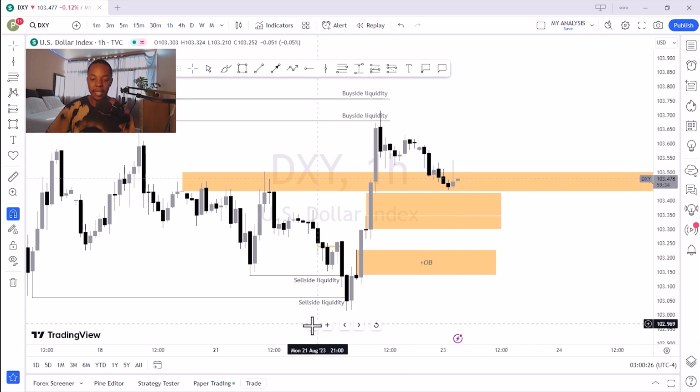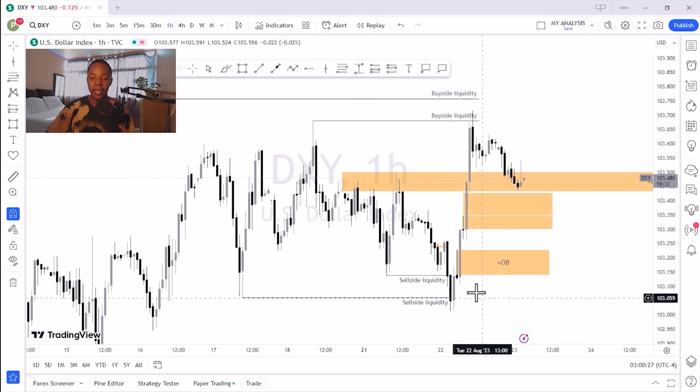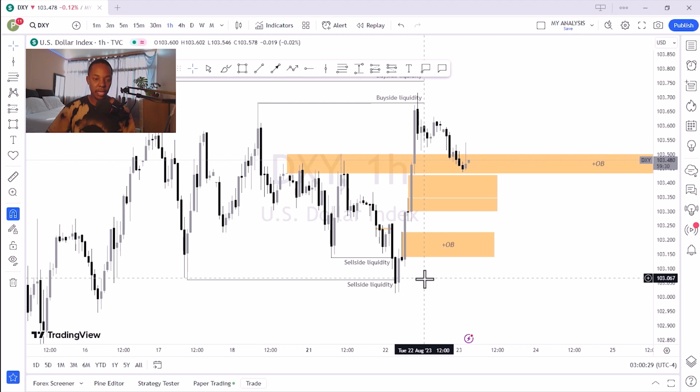So that's how I use fair value gaps, which is a CB and a BC. A BC is buy side imbalance, sell side inefficiency, and a CB is a sell side imbalance, buy side inefficiency. So that's how I use them.